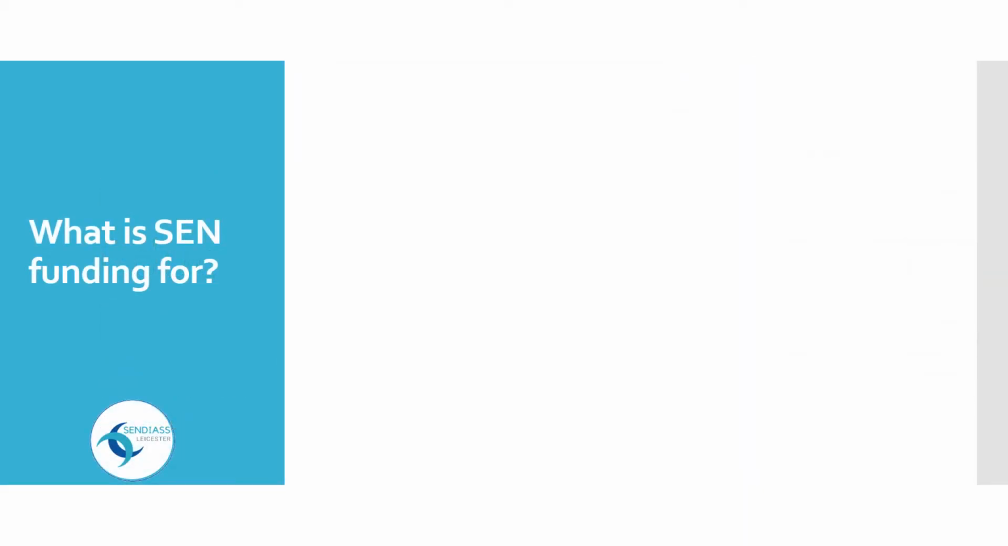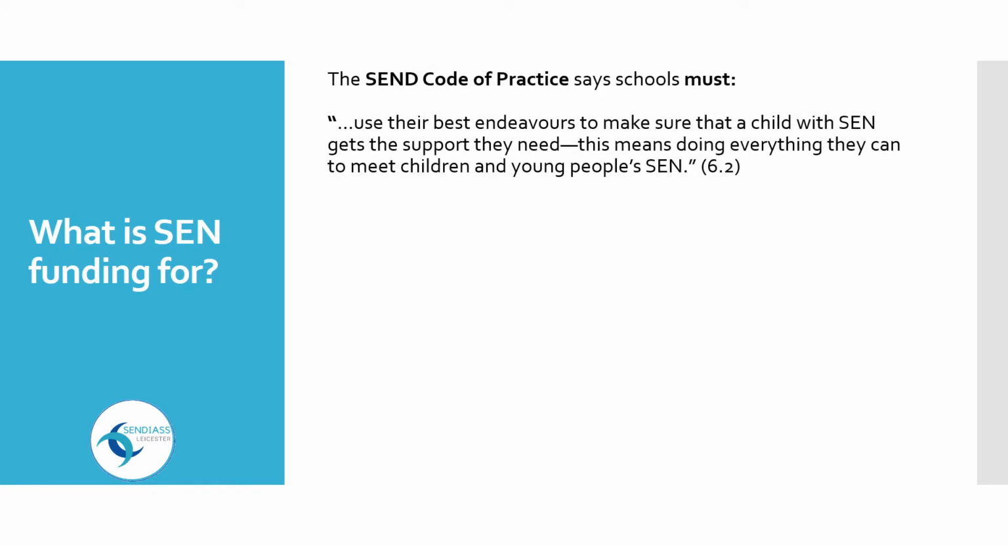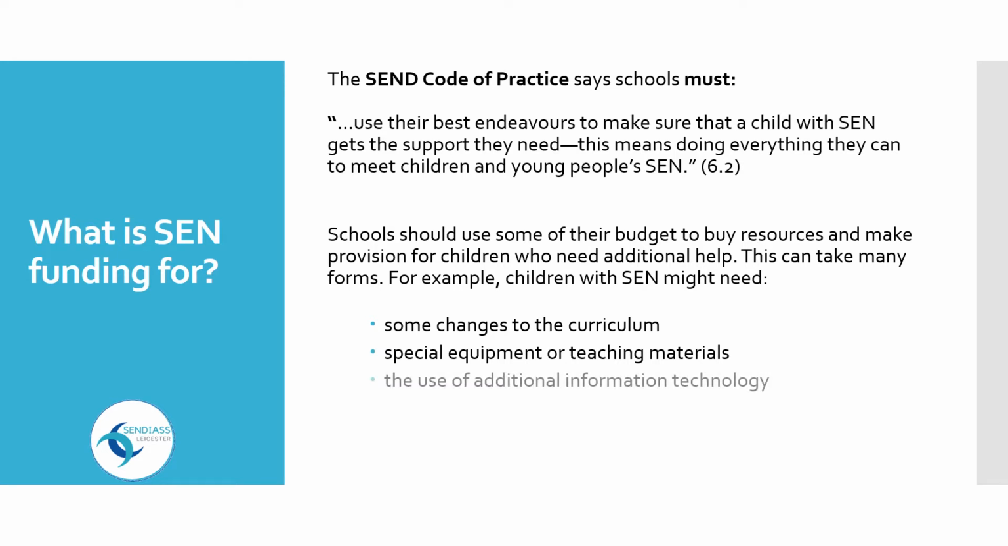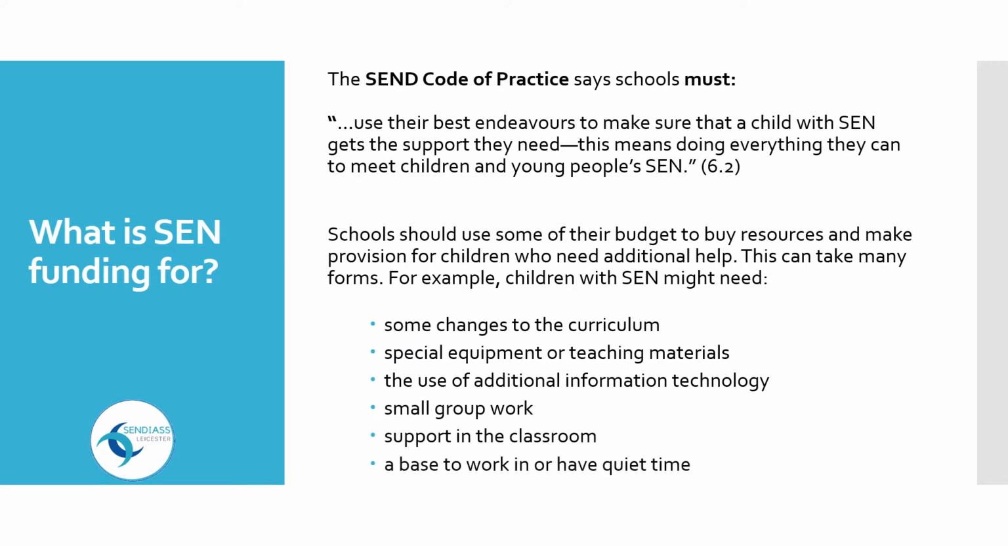What is SEN funding for? The SEN Code of Practice says schools must use their best endeavours to make sure that a child with SEN gets the support they need. This means doing everything they can to meet children and young people's SEN. Schools should use some of their budget to buy resources and make provision for children who need additional help. This can take many forms. For example, children with SEN might need some changes to the curriculum, special equipment or teaching materials, the use of additional information technology, small group work, support in the classroom, and a base to work in or have quiet time.